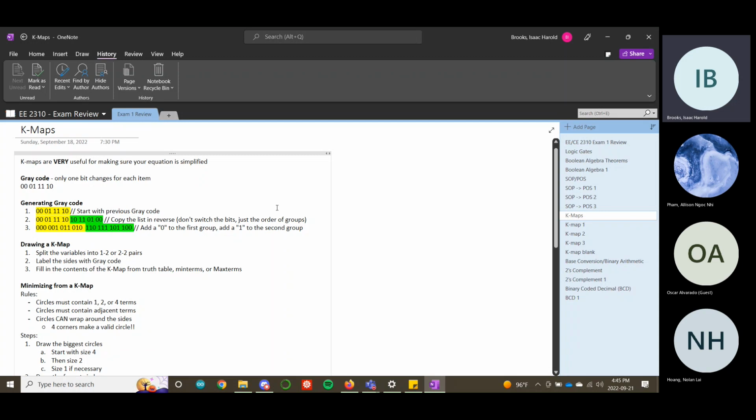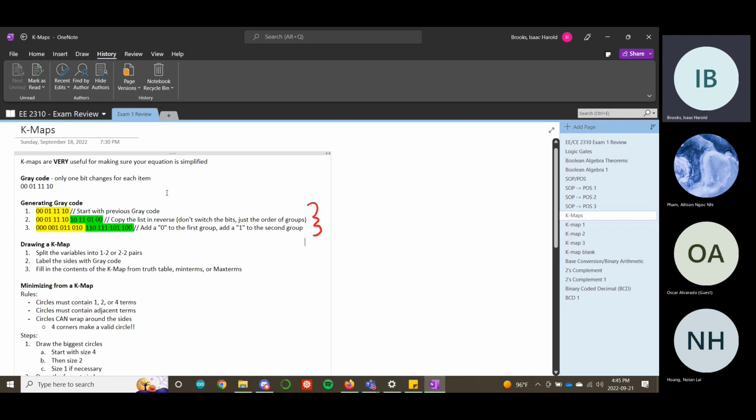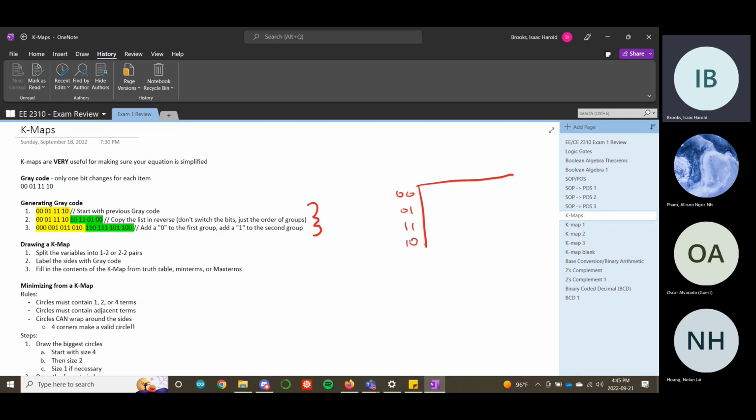So K-maps, very useful for simplifying equations. Remember, you have to label the sides with gray code. Gray code is where from each term to the next, only one bit changes. And that's important. I don't think you'll have to generate gray code because really all you need is for the 2 by 2 K-maps. But definitely understand that gray code is 0 0, 0 1, 1 1, 1 0. And even when it wraps around, only one bit is changing. Okay.